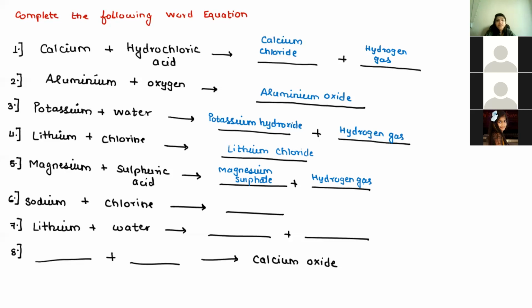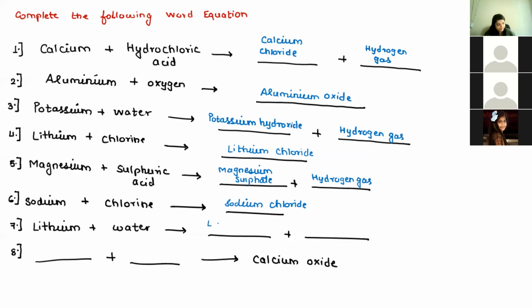What is metal plus chlorine, Daniel? Metal plus chlorine. What do you get for metal plus chlorine? Metal plus chlorine, metal chloride. So if you have, instead of metal, I replace the word as sodium. So what you will get? Sodium chloride. Yes. So I have just replaced the word metal. So sodium chloride. Okay. Krishnavi, lithium plus water.